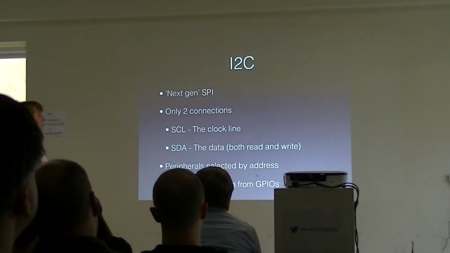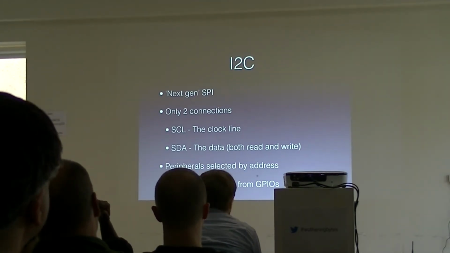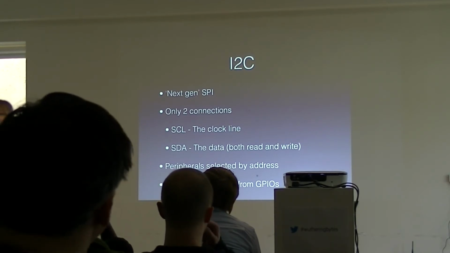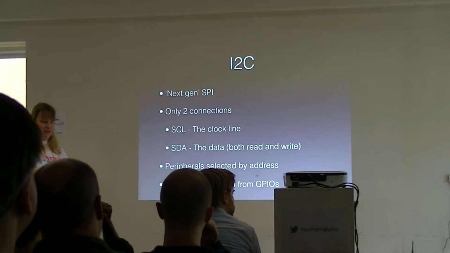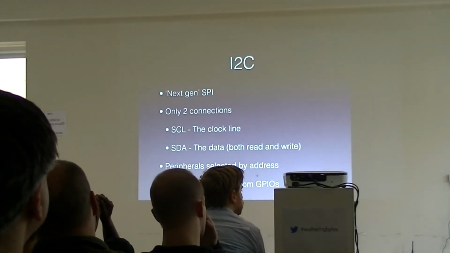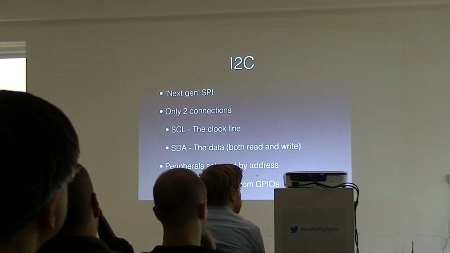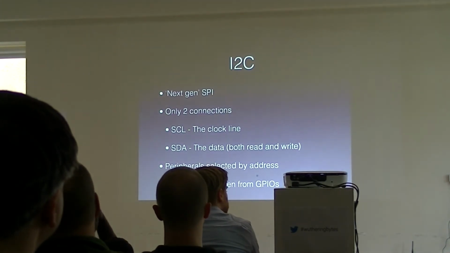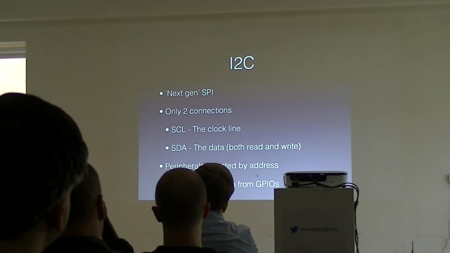Right, we're on the home run now. I2C, I called it Next Gen SPI. They decided that 4 connectors was still too much, and we could go to 2, where you basically have a clock line and a data line, and the data is used for both input and output. So how do you pick what chip you're writing to? You now send an address before you send the data.